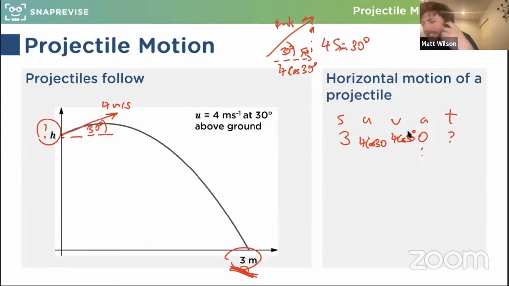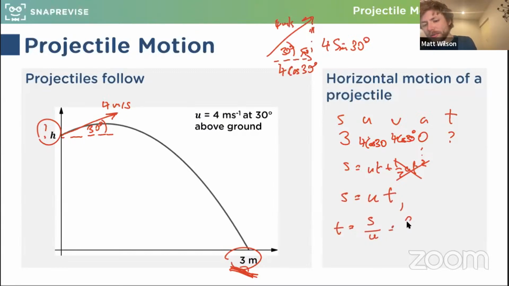Anyway, it turns out that since there's no acceleration, this is just a speed equals distance over time problem. Indeed, if we look at s equals ut plus a half at squared, if a is 0, we can get rid of that, and it just says distance equals speed times time. We want time, so that's going to be distance over speed, which is 3 meters over 4 cos 30. Check that in a calculator and you'll get 0.866 seconds.